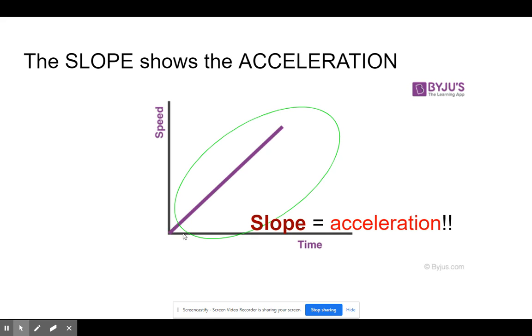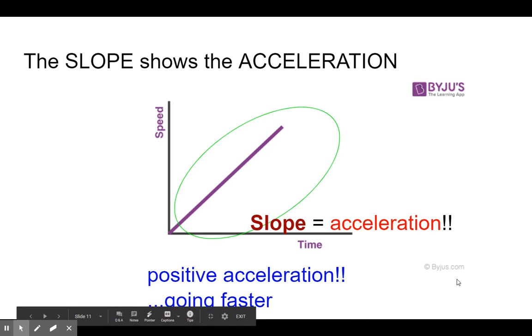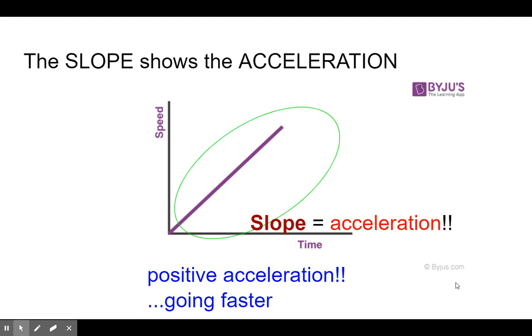Over a period of time, is the speed changing? Well, they started off at this lowest speed, and as time goes on, the speed is getting higher and higher and higher. So by the time we get to over here at this point in time, the speed is higher than it was over here. So there is acceleration. This graph is showing us positive acceleration, positive meaning it's speeding up, it's going faster.